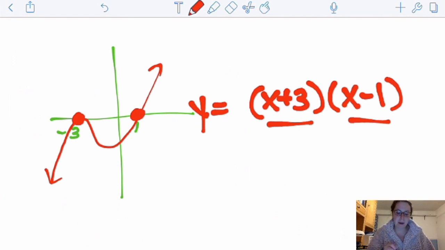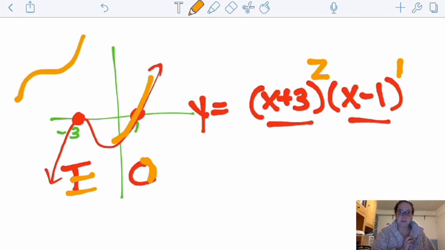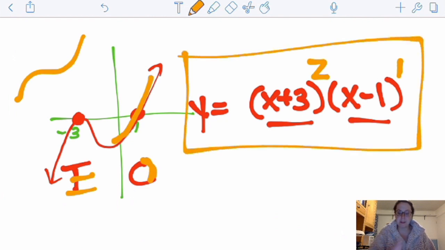Now from there, let's think about multiplicities. This one touches, that one crosses. If it touches, remember that means my multiplicity is even, so I'm going to give that an even exponent. If it crosses, that means it's odd, so I'm going to say that's to the first, because this goes straight through. It doesn't flatten as it goes up. And then look at your end behavior. If your graph looks like a line with a positive slope, then that is positive end behavior, so you don't need to put a negative out front.